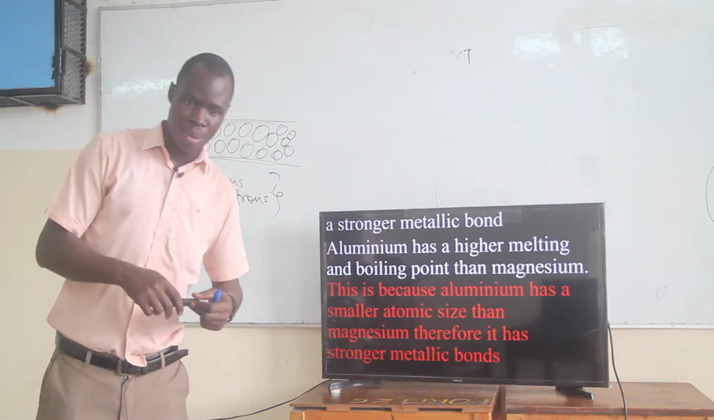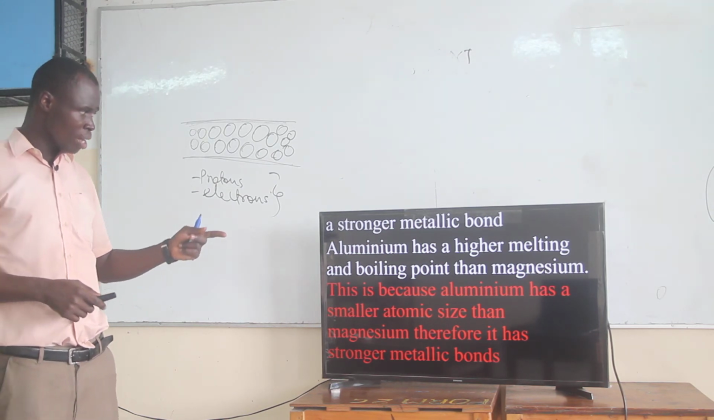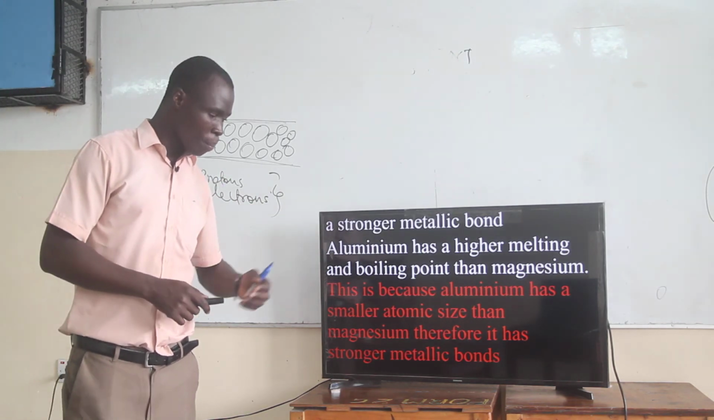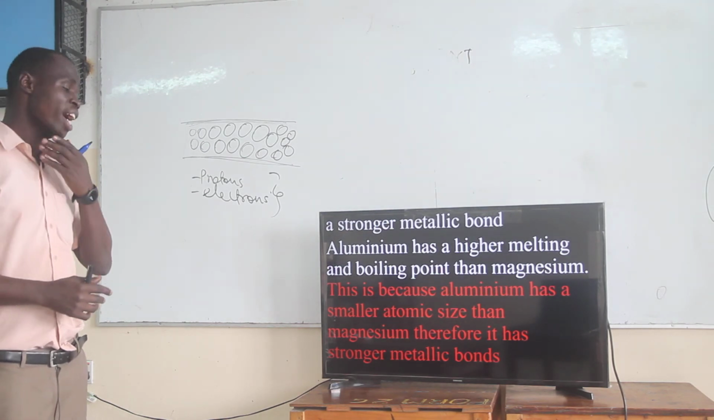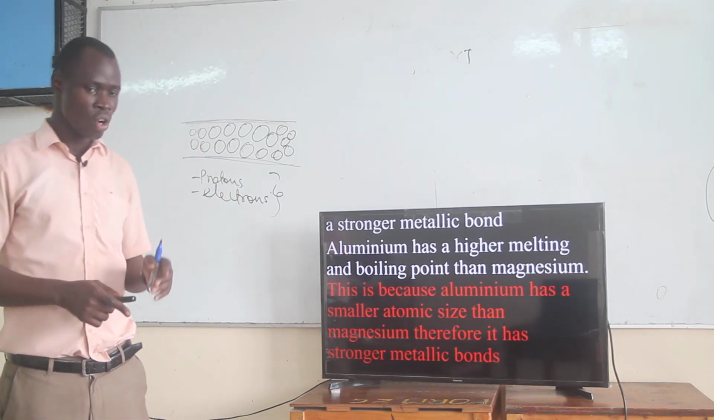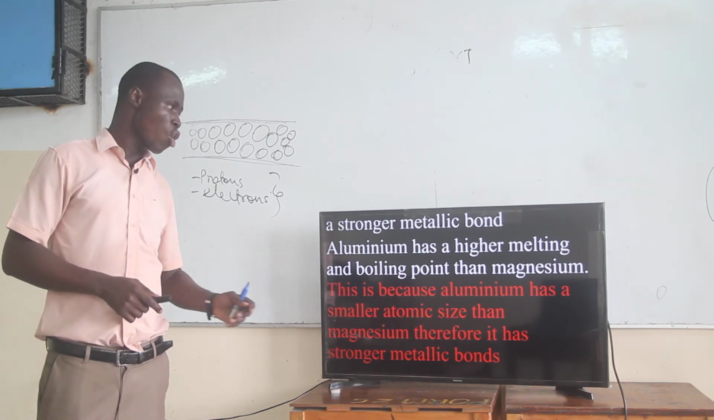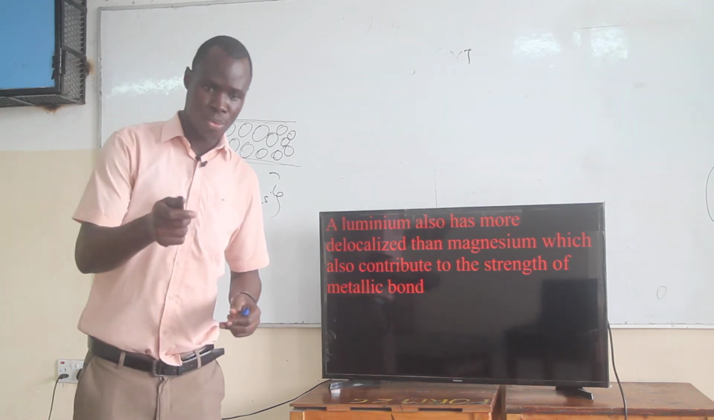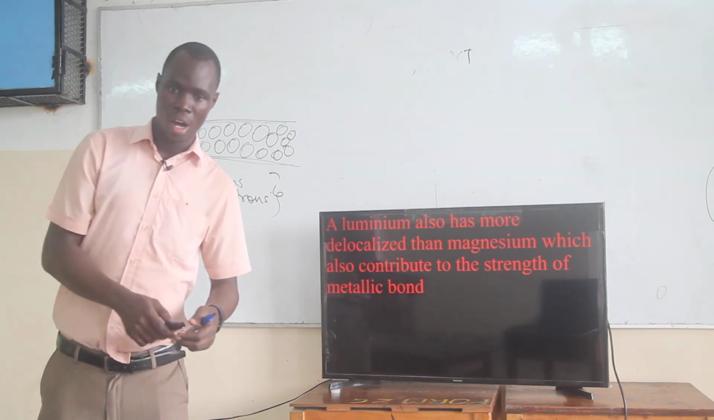Another reason why aluminium will have a higher melting point and boiling point as compared to magnesium is because of its size. It is small, it has a smaller atomic radius, and therefore the packing of atoms in the structure of aluminum metal is greater compared to that of magnesium. And aluminum also has more delocalized electrons than magnesium, which also contribute to the strength of metallic bonds.